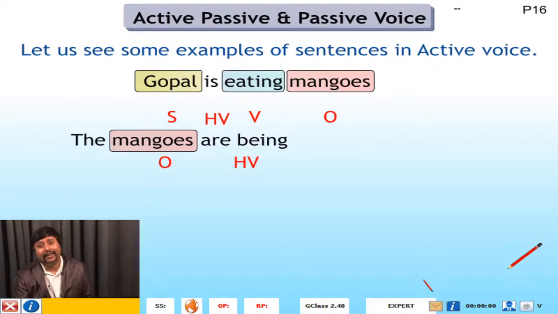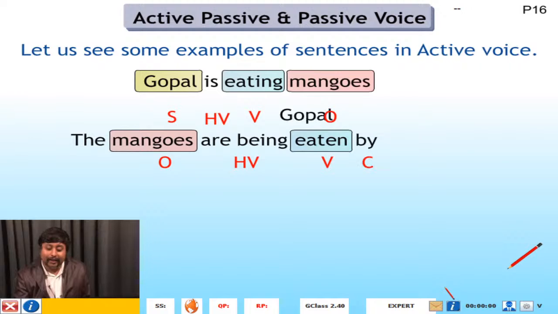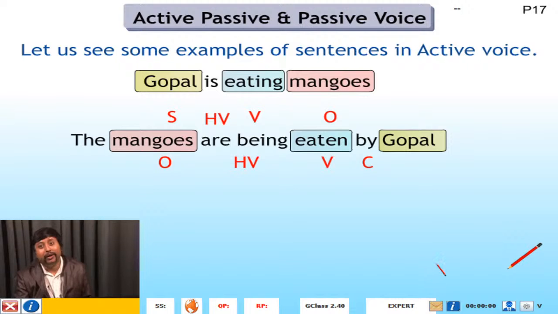Now what is happening? We need a be verb form, and the be verb is already there, isn't it? And in the sentence, ing is used. When ing is used, we cannot use the past participle form. So that's why we are using this word being, then eaten by Gopal, right? So here, if it is continuous tense, we use being to compensate, so that we can use the principal verb in its past participle form, right?